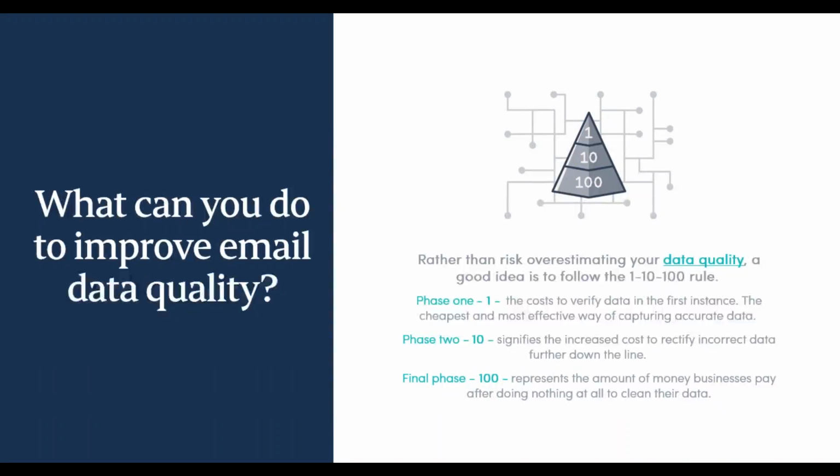That leads me on to the 1-10-100 rule, which is a concept which outlines the order of magnitude increase in hidden costs associated with poor data quality. At the top of the pyramid is the cost of ensuring data is accurate at the point of capture. So that's using a tool such as the one we provide for email validation. This is the best and most cost-efficient way of validating a customer's data, because you've got the customer there entering it at the point that you're capturing it.